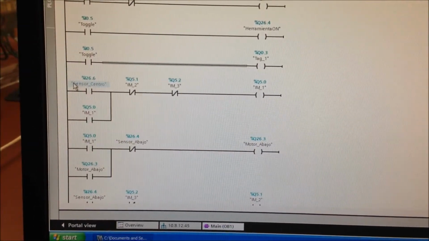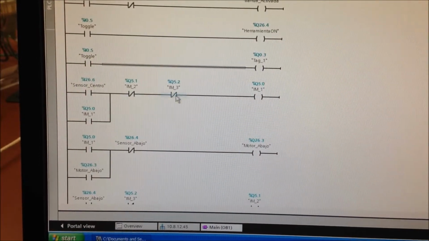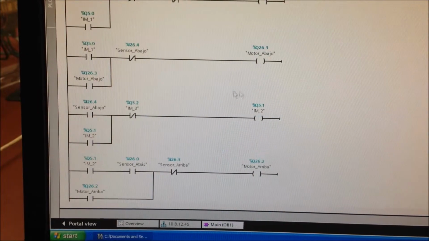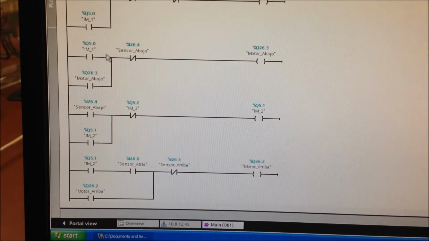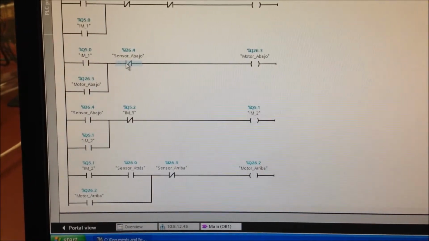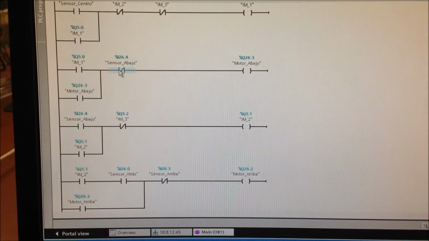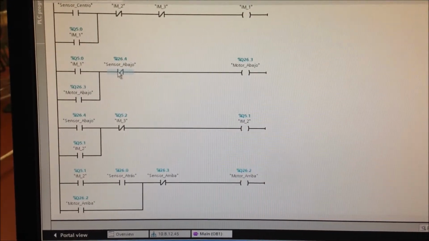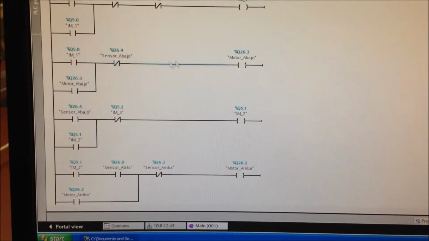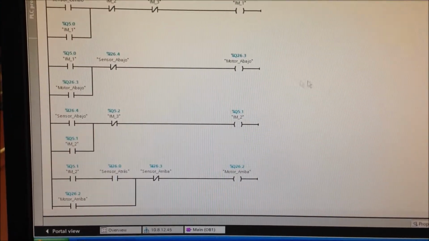Also, when the sensor of the middle is on, and these two are not on, the first imaginary coil will be activated, and the sensor, when it detects that the drilling machine is not down on the piece of machine, or the piece of engine that it's going to perforate, the drilling machine will go down and do a hole in it.